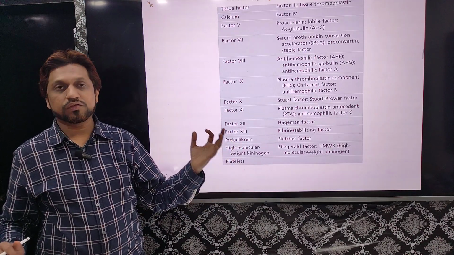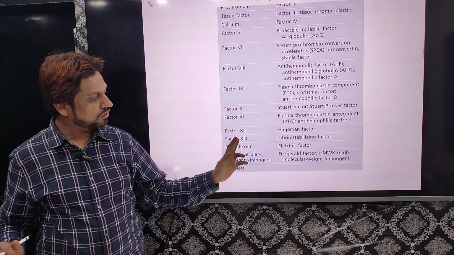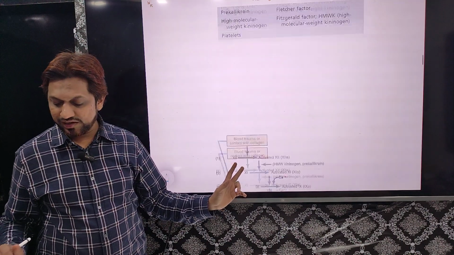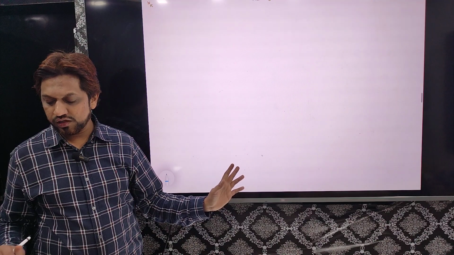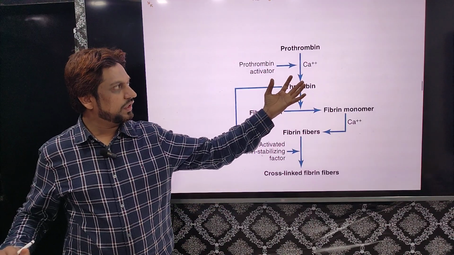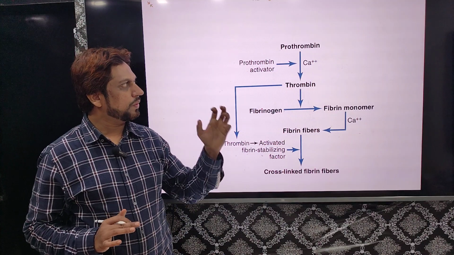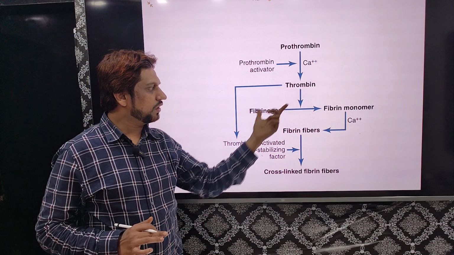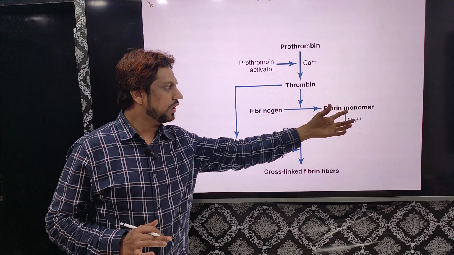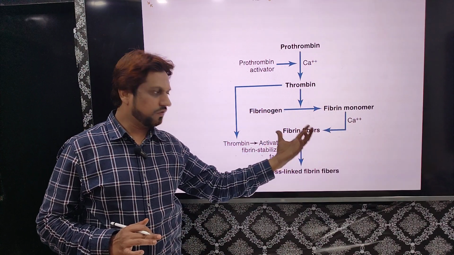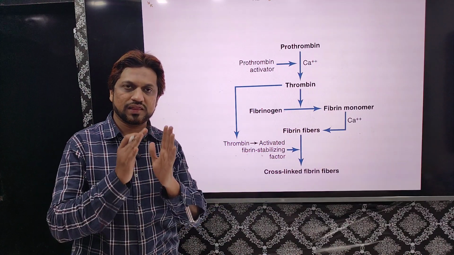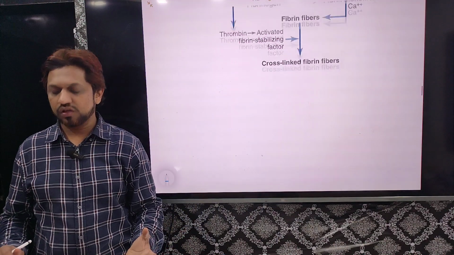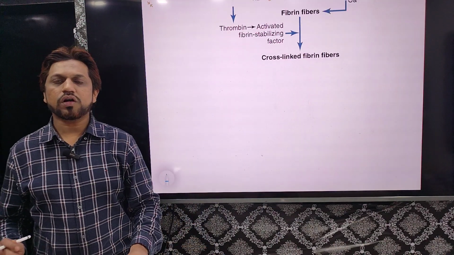Then the third step is blood coagulation. We have the 13 Roman numeral clotting factors along with prekallikrein, high molecular weight kininogen, and platelets. Then the intrinsic and extrinsic pathways. Ultimately by the intrinsic and extrinsic pathways, prothrombin activator is formed, which will convert prothrombin to thrombin. Then thrombin will convert fibrinogen to fibrin monomer. Fibrin monomer in presence of calcium forms the fibrin fibers, and in presence of factor 13, that is fibrin stabilizing factor, it forms cross-linked fibrin fibers, which is the blood clot. Then finally there is clot retraction.